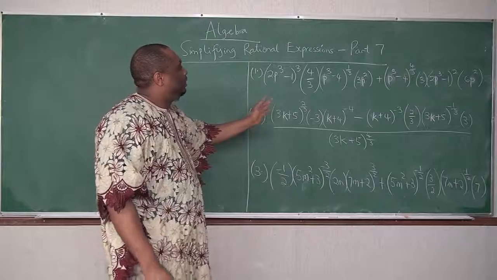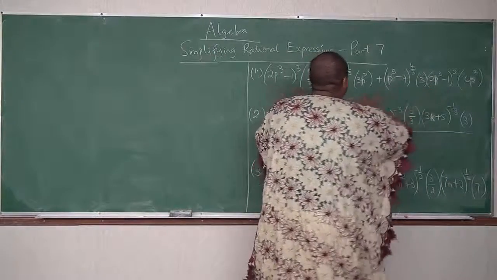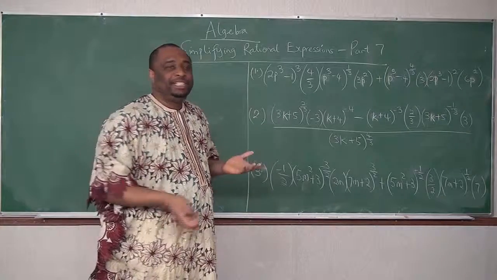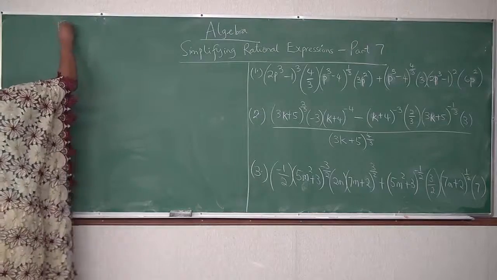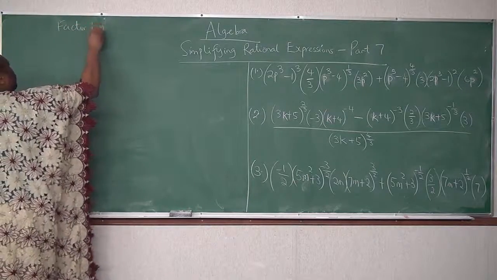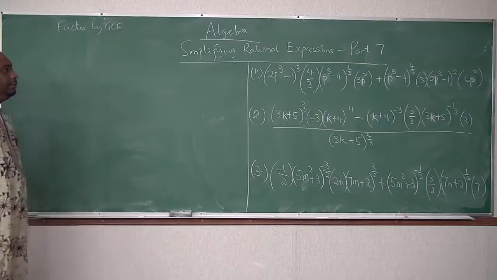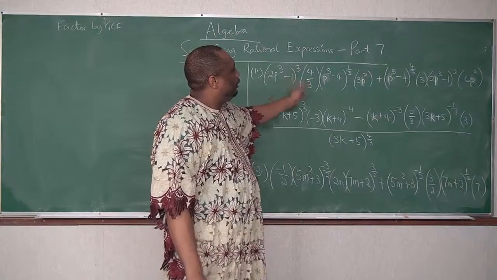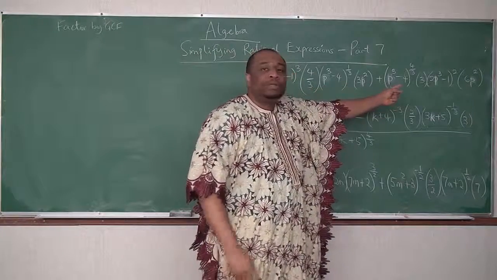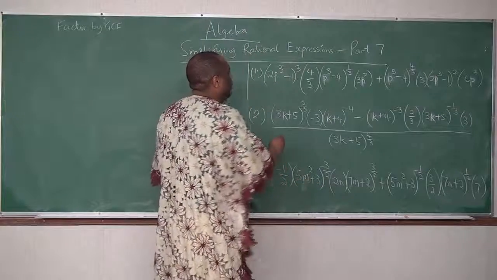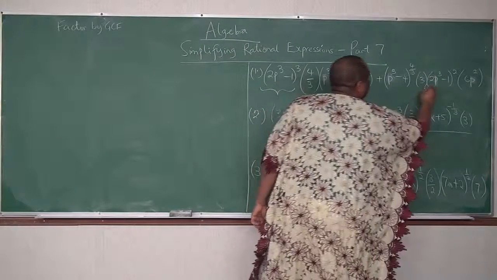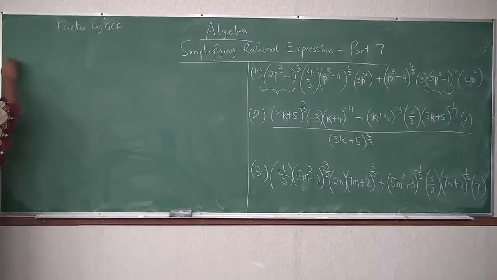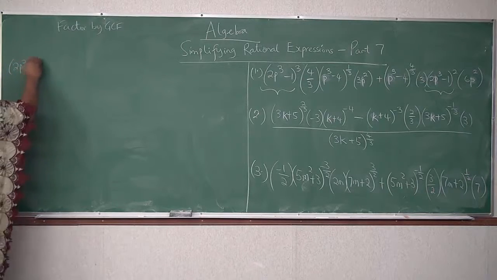Question one, we see that these are two expressions right here. So we first try to pick what is common. We factor by GCF. So we look at this, 2p cubed minus 1 all cubed, and here we have 2p cubed minus 1 all squared. So the smaller one, we'll pick it out: 2p cubed minus 1 all squared.